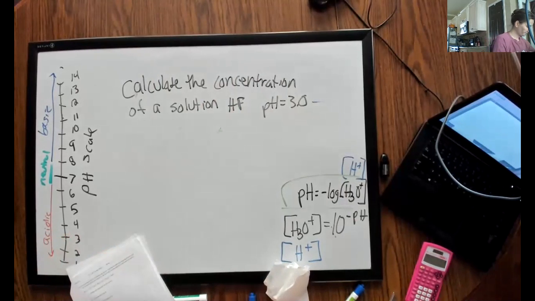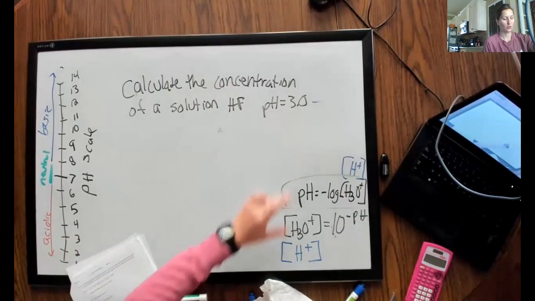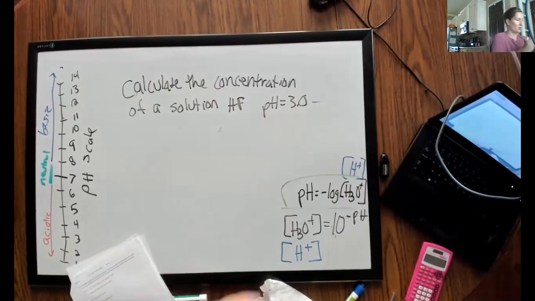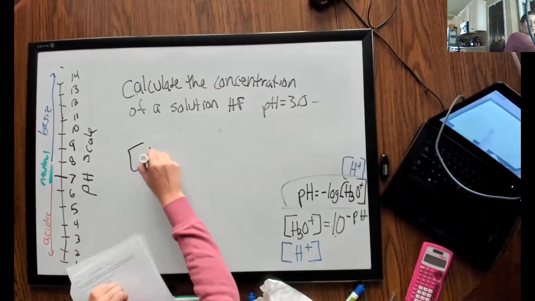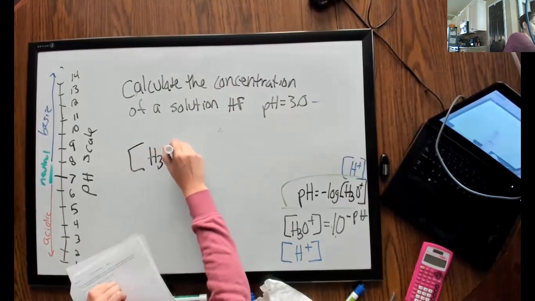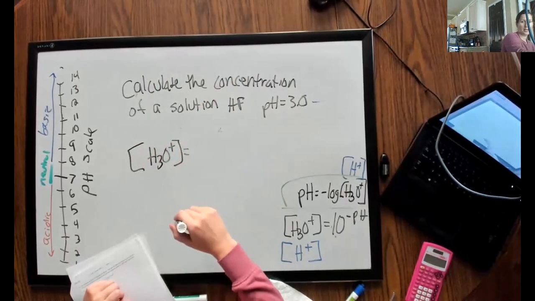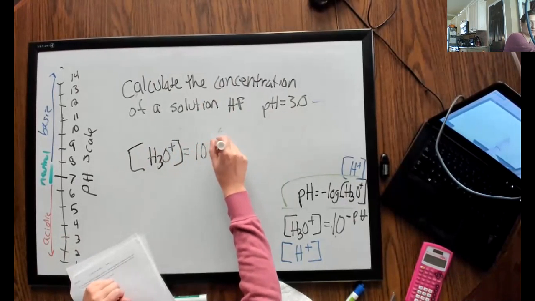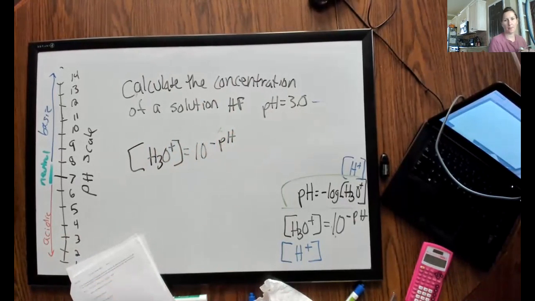All right, so this time we're calculating the concentration. We are given the pH. So we're looking at this second equation here, where the concentration, which is going to be in molarity. Remember, I told you molarity is the concentration calculation that we use most often in chemistry. So that's why we're seeing it so often.